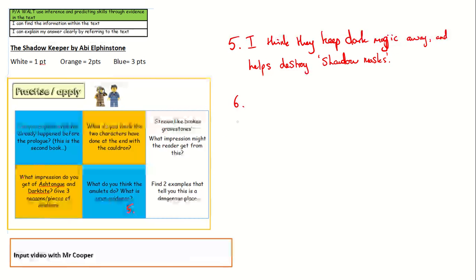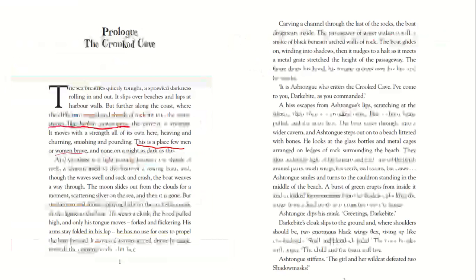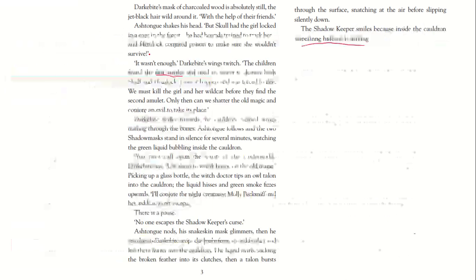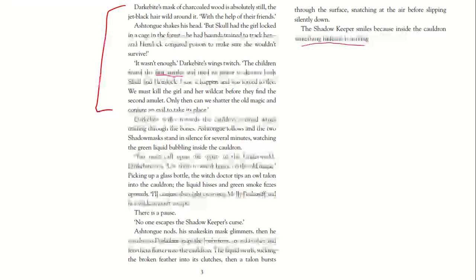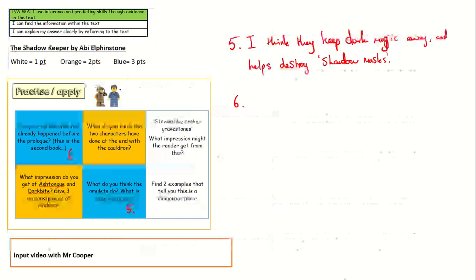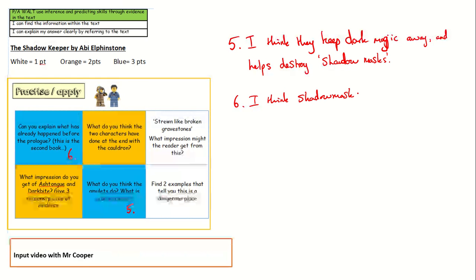And then the last one, number 6. Can you explain what's already happened? This is the second book. Well, again, I think the clue's in this bit here, isn't it? So, I think shadow masks are trying to take over. And you can finish that yourselves.